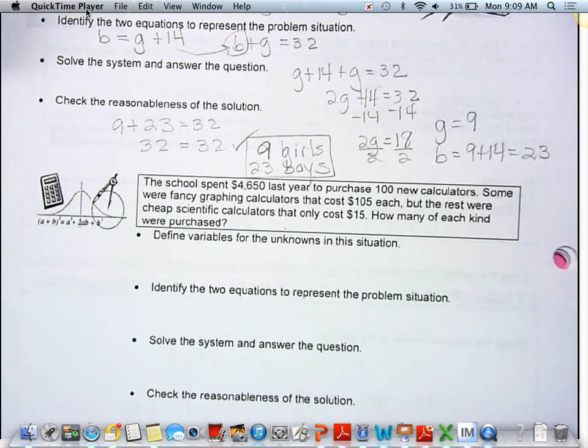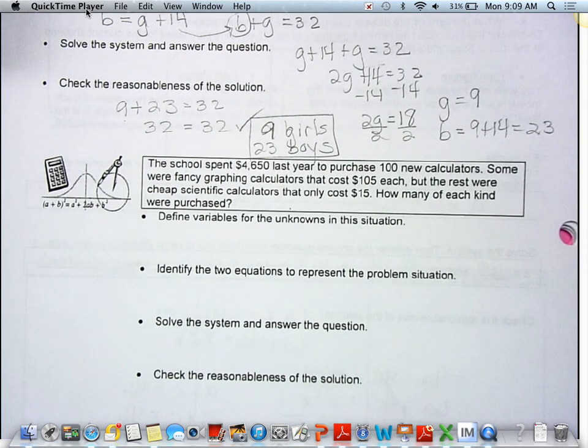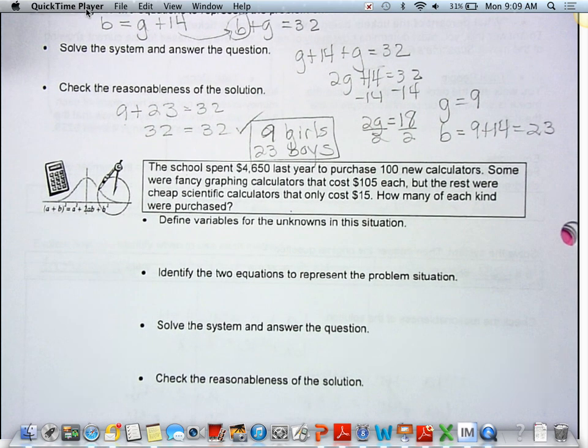Okay, last but not least, the school spent $4,650 last year to purchase 100 new calculators. Some were fancy graphing calculators that cost $105 each, but the rest were cheap scientific calculators that only cost $15. How many of each kind were purchased?